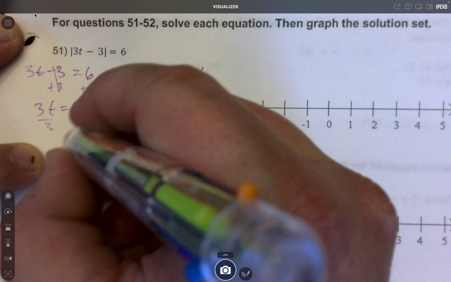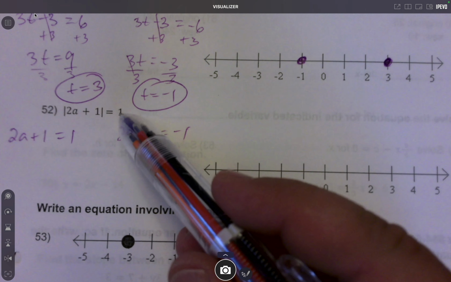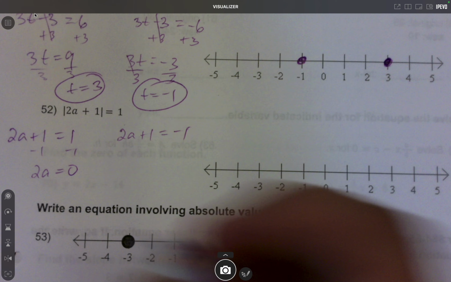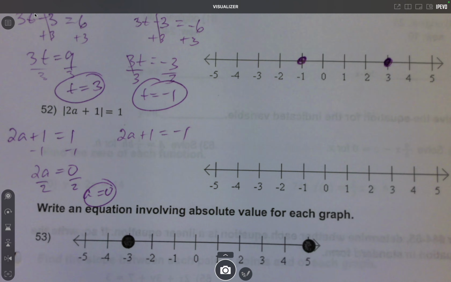52 we'll do in a very similar way. That's our first equation, just as it is, but without the absolute value bars. Our second equation, we make the 1, this one over here, negative. So I'll subtract 1 from both sides, give me 2a equals 0. Divide both sides by 2. I get a equals 0 is my first answer. I'll subtract 1 from both sides, get 2a equals negative 2. Sorry, I went a little fast there. So I subtract 1 from both sides, get negative 2. Then I divide both sides by 2 to get that a is equal to negative 1.